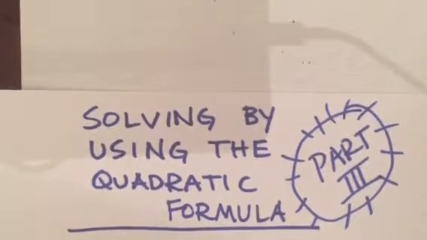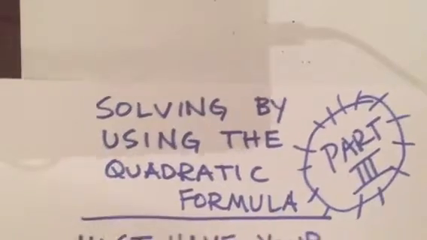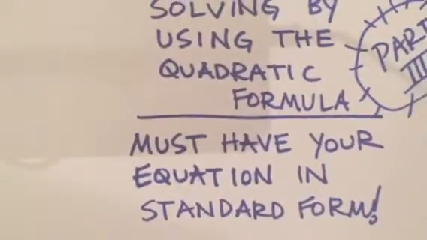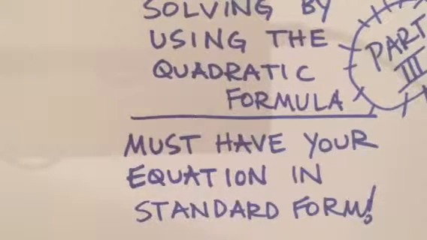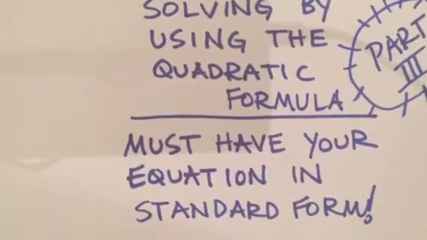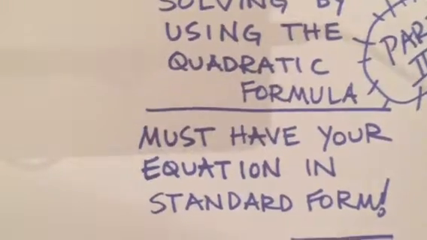So the very first thing that you want to keep in mind while you are solving using the quadratic formula is you must have your equation in standard form. Standard form means you've got your terms in descending degree order from left to right, and everything's on one side of the equation and it's all equal to 0. Okay, so that's the first thing you need to keep in mind.